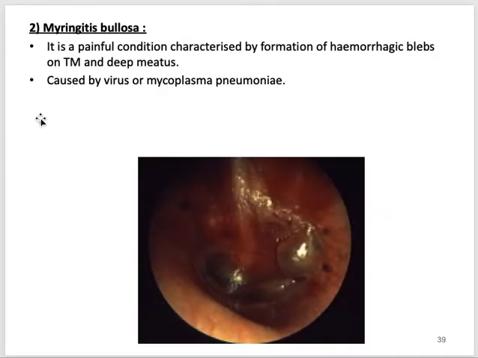One of the conditions is called myringitis bullosa. It is a painful condition characterized by formation of blebs. You can see hemorrhagic blebs. It is a result of virus or mycoplasma pneumonia.